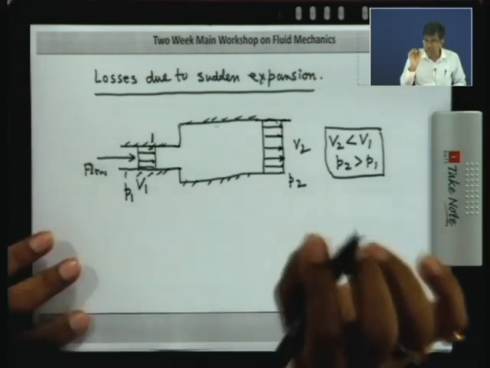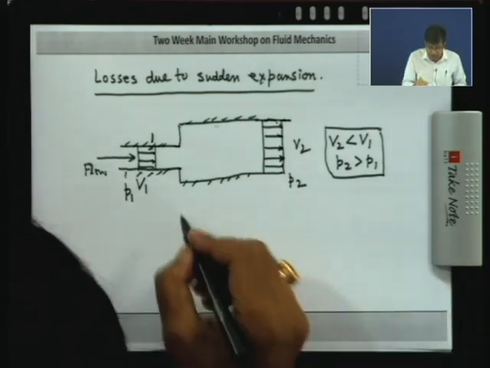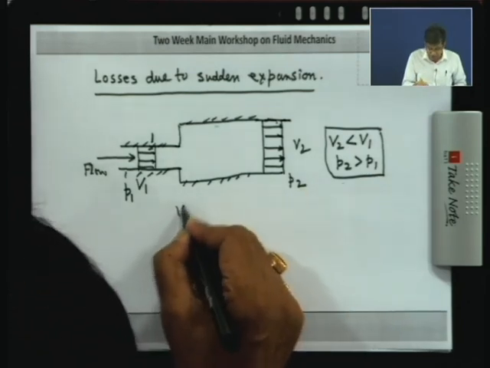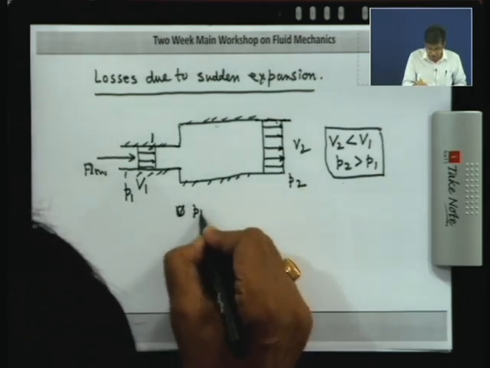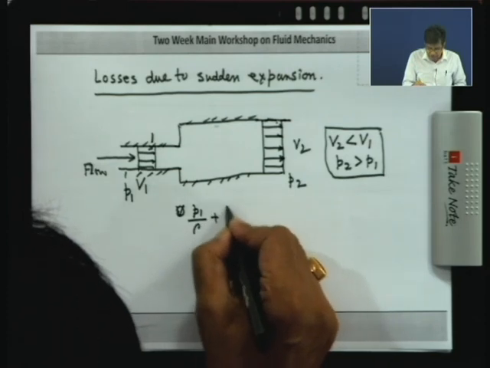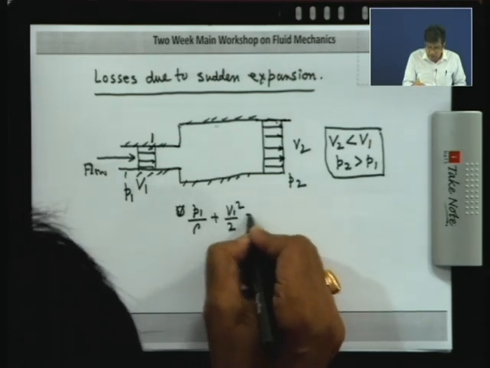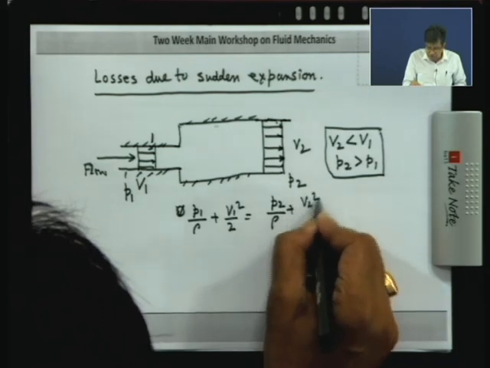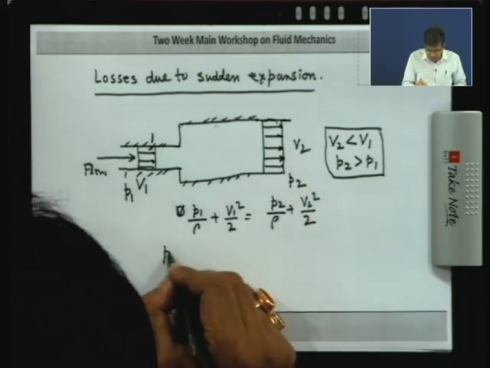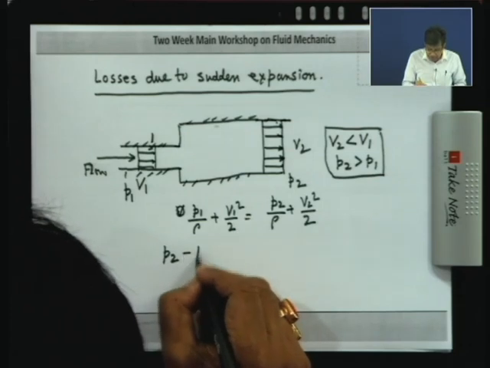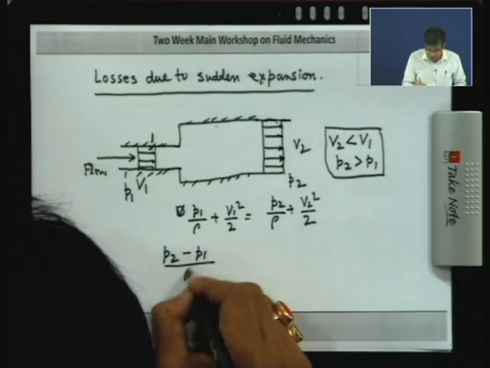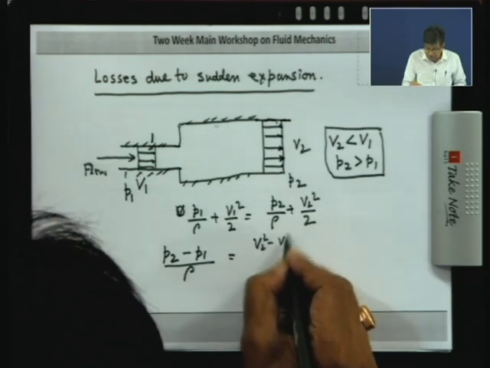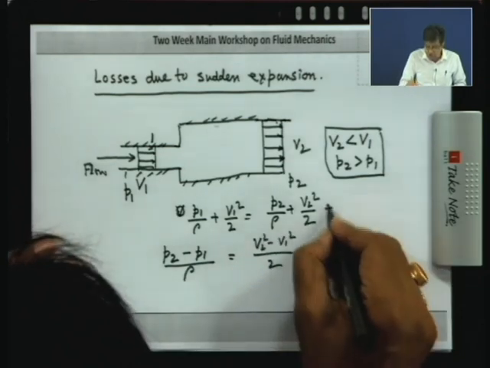For your concept, I tell you, these are the concepts, deductions are not the concepts, everybody can do it. For example, here P1 by rho plus V1 square by 2 is P2 by rho plus V2 square by 2. Now, let us consider the incompressible flow: P2 minus P1 by rho is equal to V1 square minus V2 square by 2. Why? Because no loss, loss is 0.